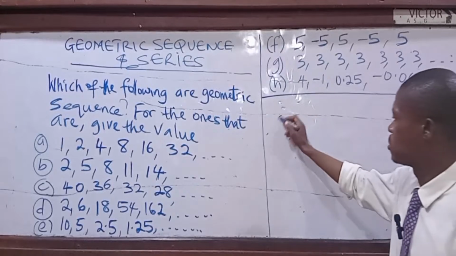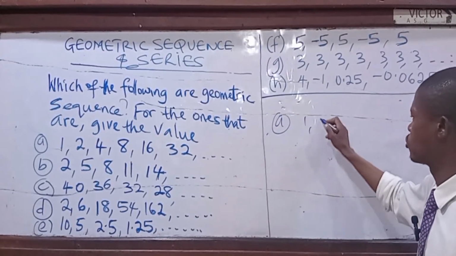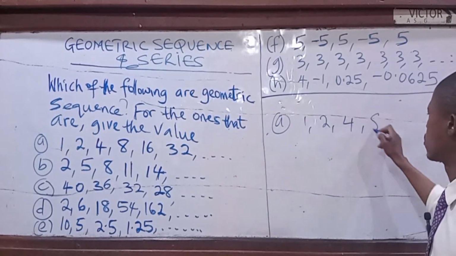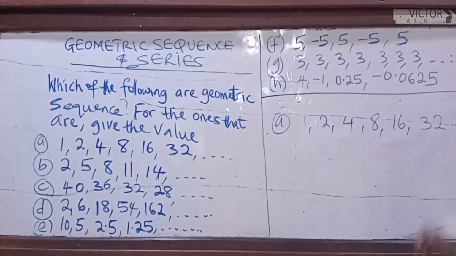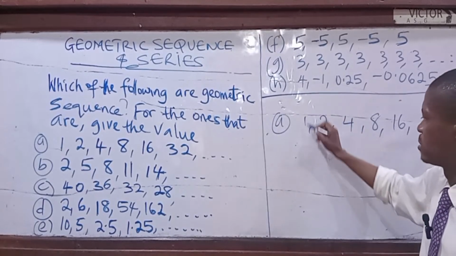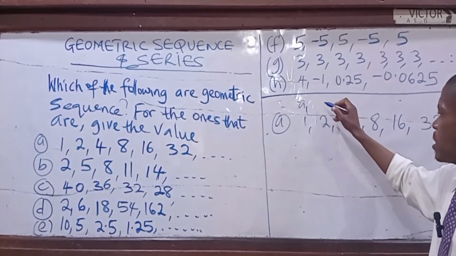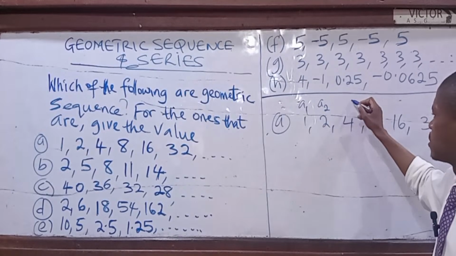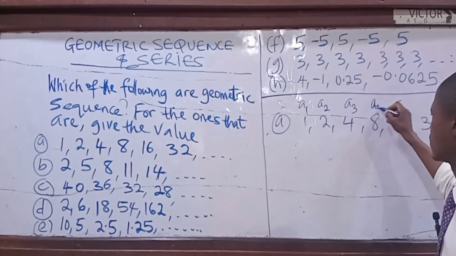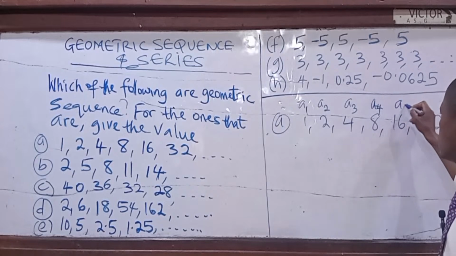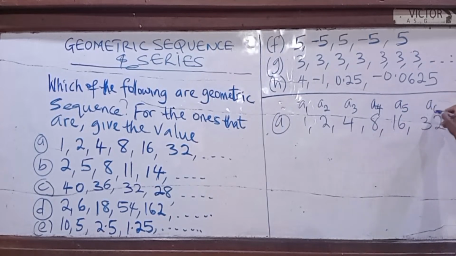The first one, we have 1, 2, 4, 8, 16, 32. This one is A1, the first term. This one is the second term. This one is the third term. This one is the fourth term, A4. This is the fifth. This is the sixth term.